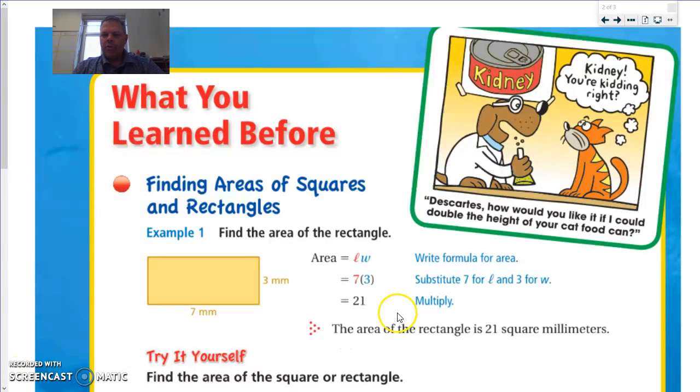Our third cartoon says, Descartes, how would you like it if I could double the height of your cat food can? Kidney, you're kidding, right? And obviously he doesn't like kidneys. But what would happen if we doubled the height? Obviously we would probably hold more food. So that's one of the things that we're talking about. We're talking about surface area on the outside of our shapes, and about volume, how much something can hold.